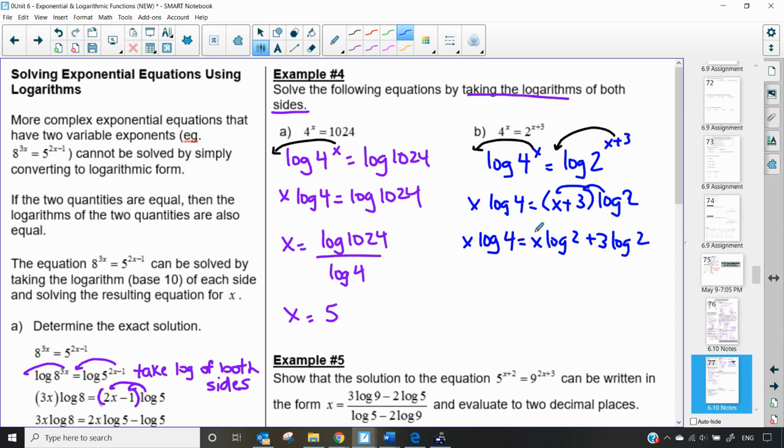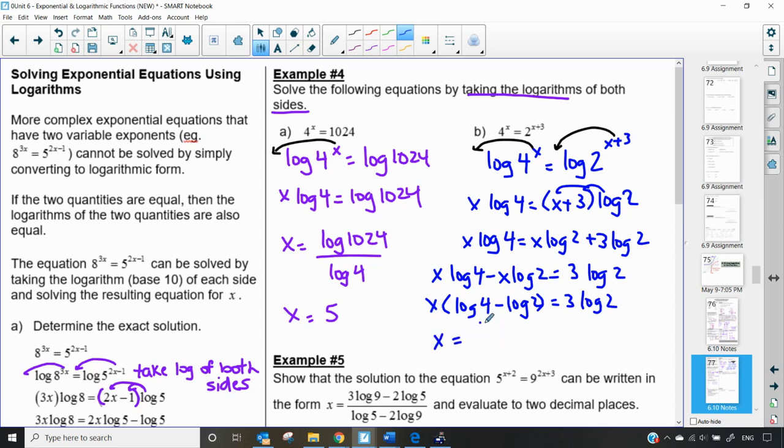Now we have an x on either side of the equation, so we want to combine like terms. So we're going to have x log 4 minus x log 2 equals 3 log 2. And just like before, we're going to factor out an x. So that gives us x times (log 4 minus log 2) equals 3 log 2. And then our final step to get x by itself is to take 3 log 2 and divide by log of 4 minus log of 2. Now again, remember when you're putting this in your calculator, brackets are extremely important.